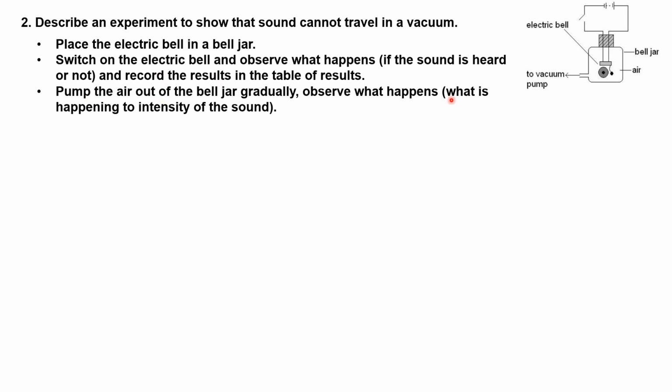Next, you say pump the air out of the bell jar gradually, meaning slowly, to remove the air from the bell jar. That means you are creating a vacuum now. You're creating a vacuum by sucking out air, pumping out air from the jar here.